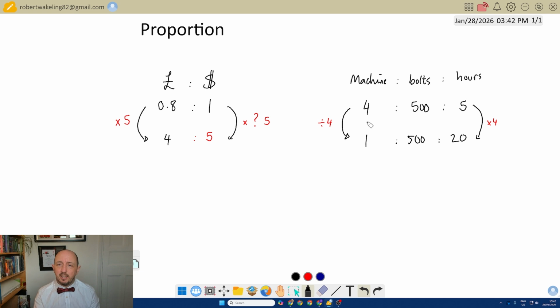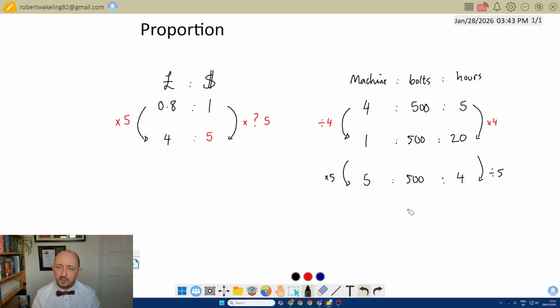And now it could be, how long would it take for 5 machines to work? So 5 machines, we're going to times by 5, which means the time taken would divide by 5. So still 500 bolts. 20 divided by 5 would be 4 hours. So 5 machines would take 4 hours to make 500 bolts.